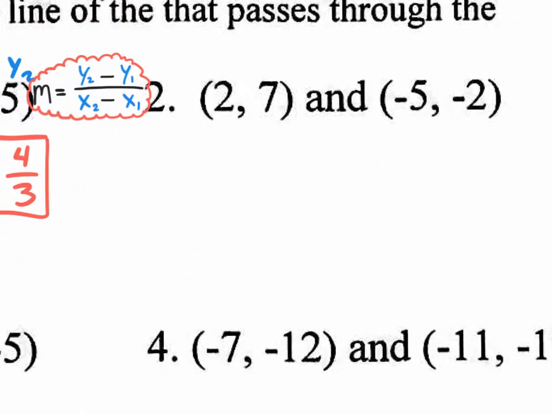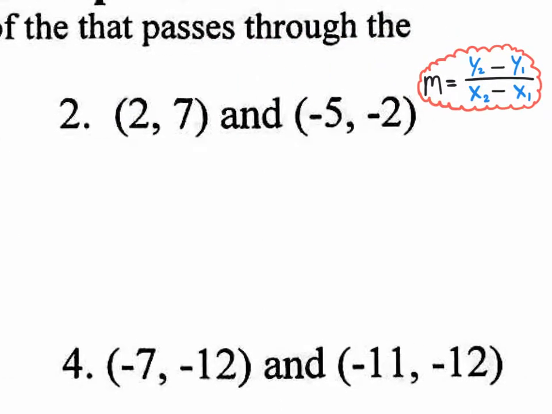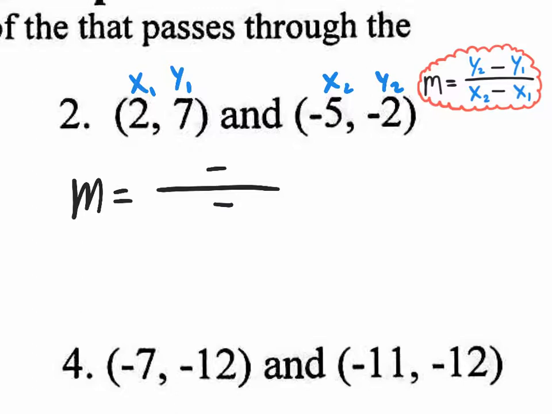Same thing, number 2, we need to know the formula. And let's label our points. And then let's start with M equals the division bar and the subtractions. And then let's plug in our values. Y2 is -2, Y1 is 7, X2 is -5, X1 is 2. And when we do the math, we end up with -2 minus 7 up on top. That is -9. And on the bottom, we have -5 minus 2. That is -7. And you can't really reduce 9 over 7.